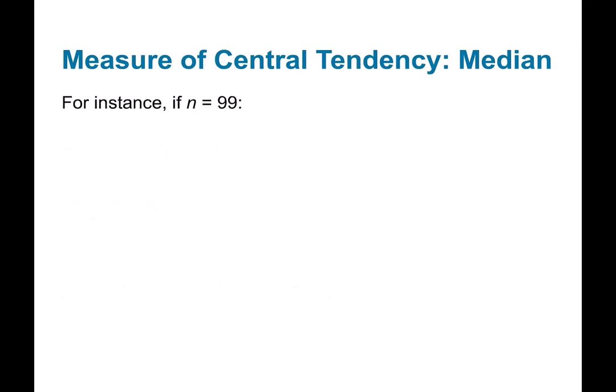So let's say, for example, n is 99. Then the location of Q2, our median, is going to be 99 plus 1 divided by 2. So the 50th data value in order, so remember you have to order the data first, the 50th data value is going to be your median.